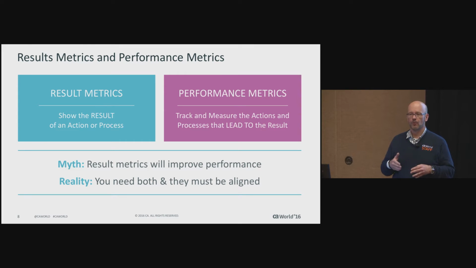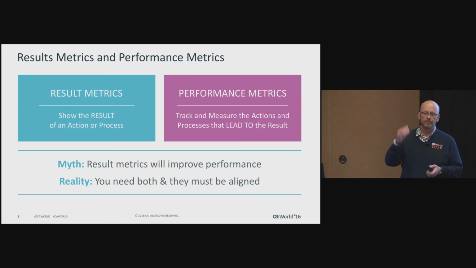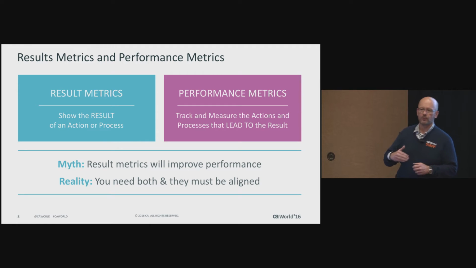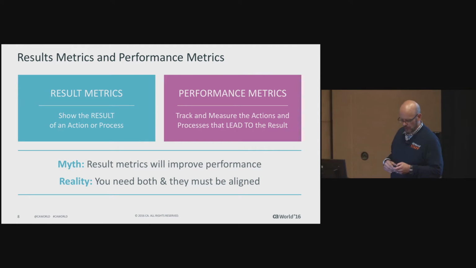A lot of people will say, well, just figure out what the big metrics are and just do stuff that sort of drives towards that. That's not really a very good way to do it, because at the end of the day, you don't have good control to improve things. You don't know what to do on a day-to-day basis to make the end goal better. And that's why, in reality, you really have to have a good alignment between your performance metrics and your result metrics. They have to feed each other and support each other.